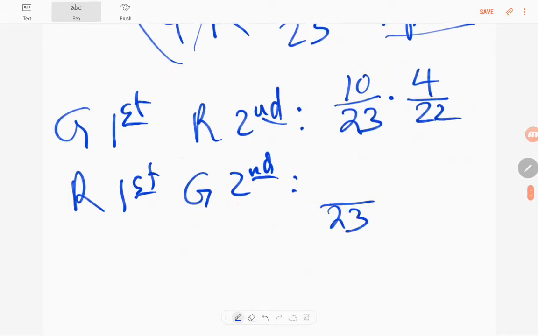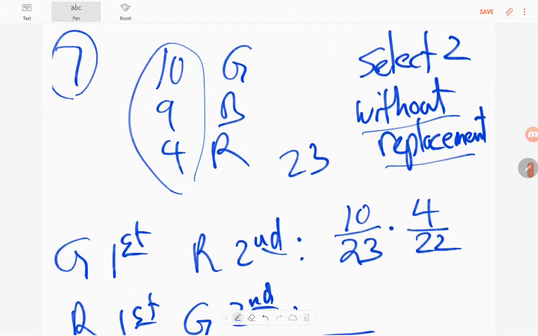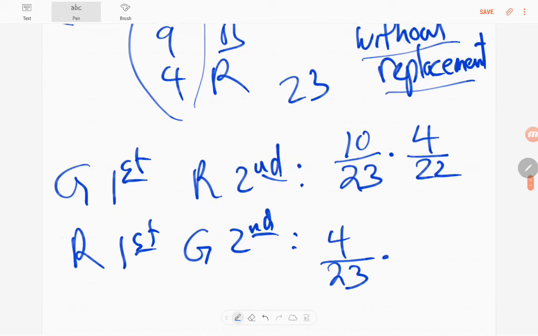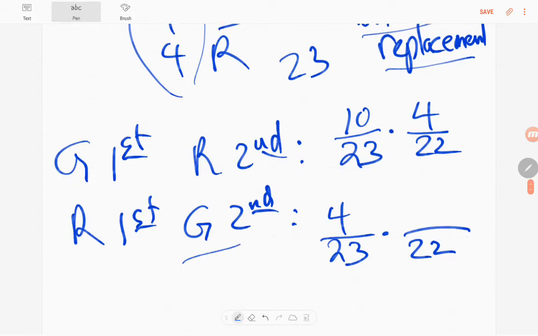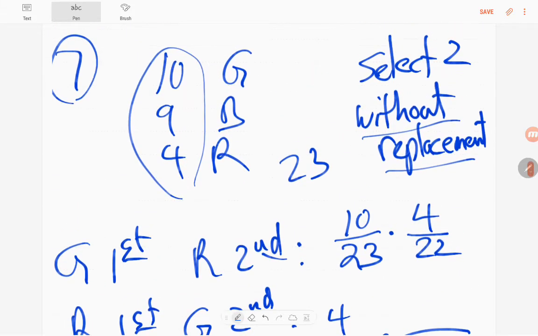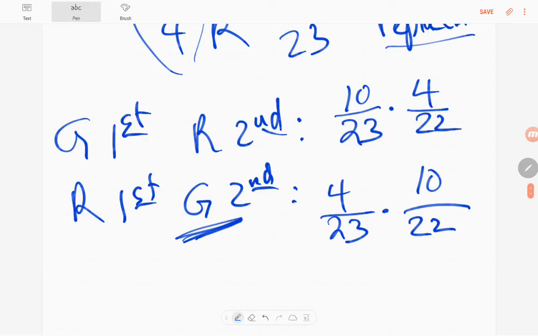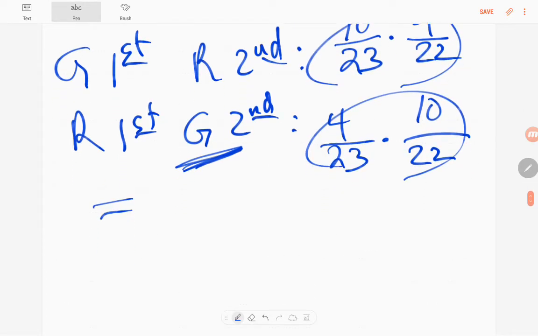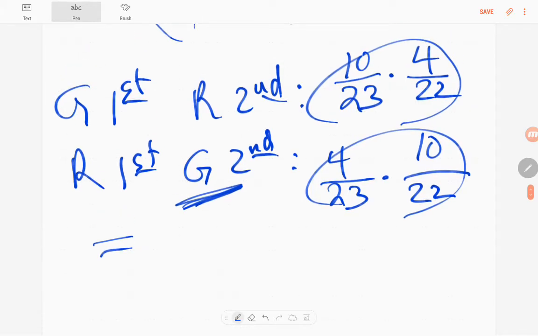Now let's do the second one. Well, we start off with 23. How many are red? 4. But we're throwing that first one away. But we still have all of the green ones left. And we started out with 10. So notice that both of these probabilities just happen to be the same number. I think that happens most of the time when you switch around the order like that. So just calculate one of them and multiply by 2. And I get 40 out of 253.